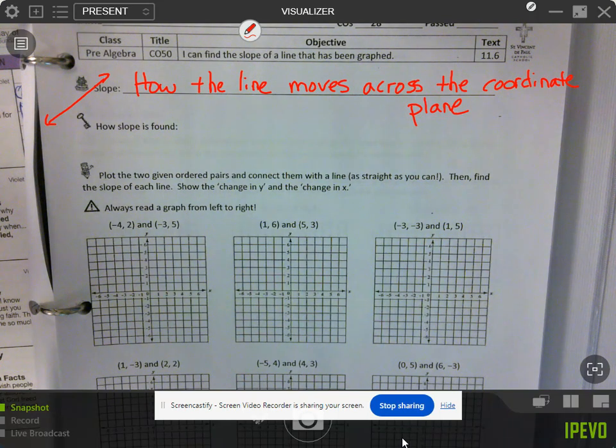So there's one way to find the slope, but we can use different words. So I'm going to explain it in 3 different terminologies. They all mean the same thing. So the first one is vertical change over the horizontal change.